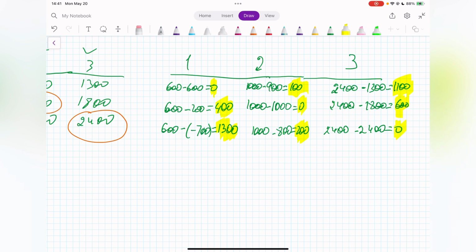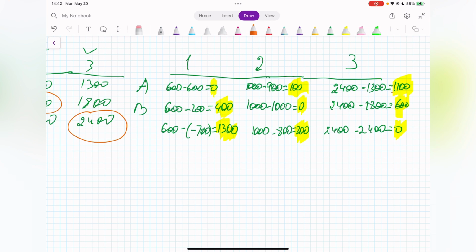And which alternative has the lowest maximum? Let's see. Alternative A, the lowest among the maximums is 1,100. Alternative B, the lowest maximum is 600.